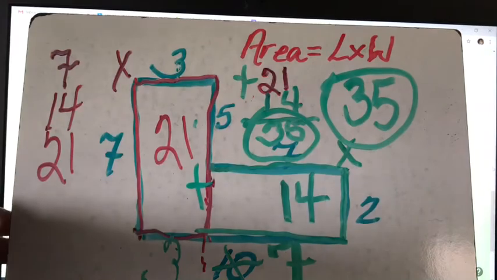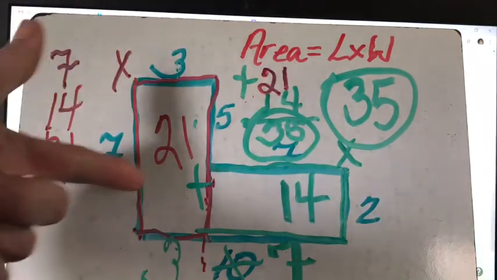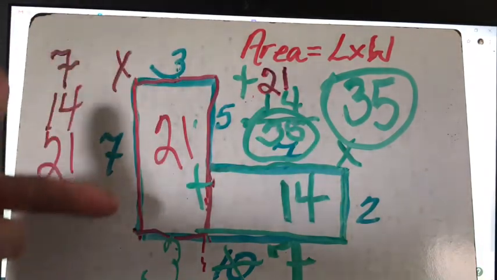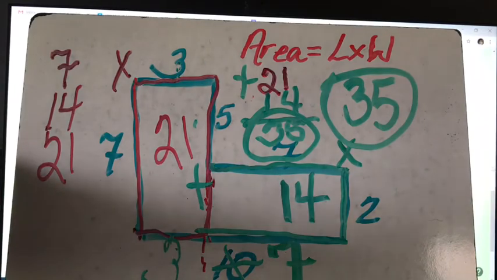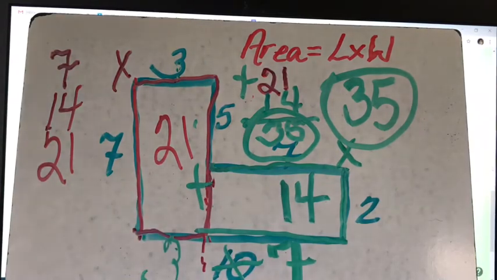So that's how I find the area when there's an odd shape. I need to divide it into two rectangles and solve for length times width. Add the two rectangles together.